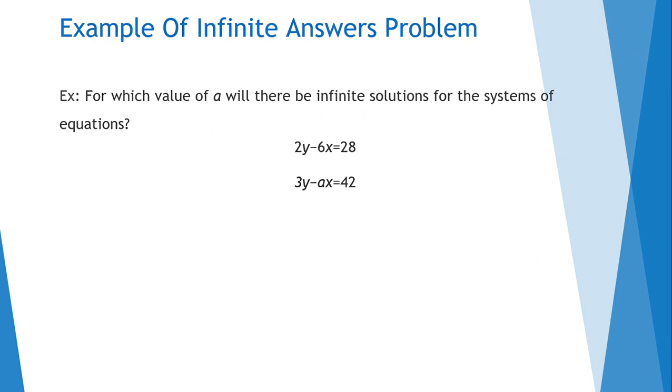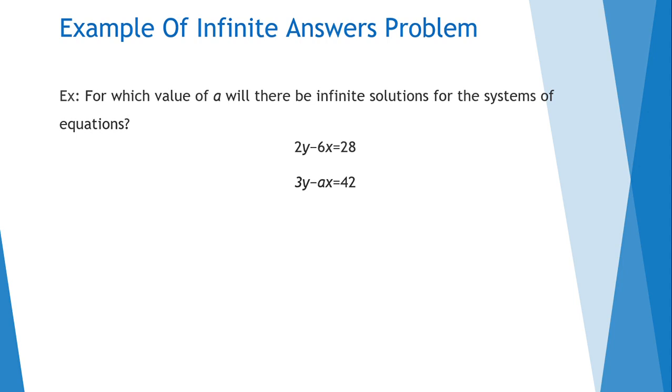And an example of an infinite answers problem. For which value of a will there be infinite solutions for the system of equations? What I see is that I could multiply this top equation by 1 and 1/2. I could try to get both equations to be the same. I say multiply by 1 and 1/2 because I know I can multiply 2y by 1 and 1/2, and I know I can multiply 28 by 1 and 1/2 because this is even and this is even.